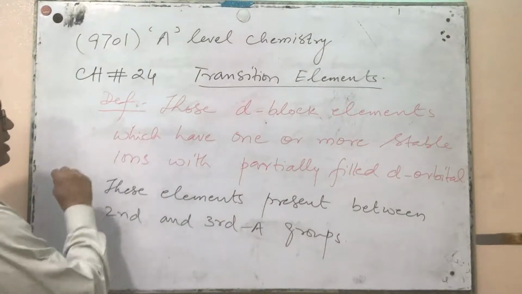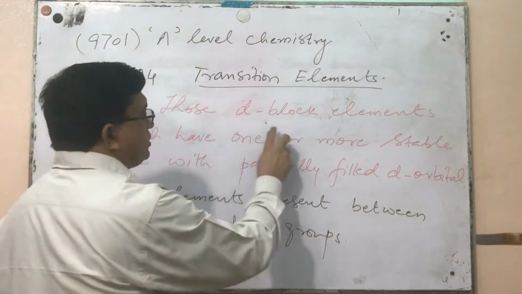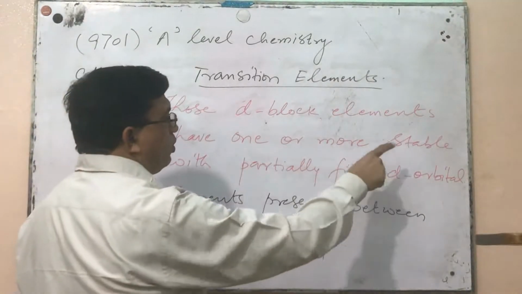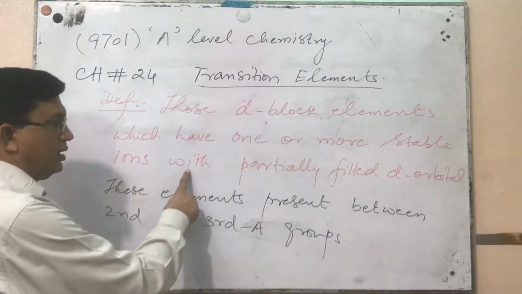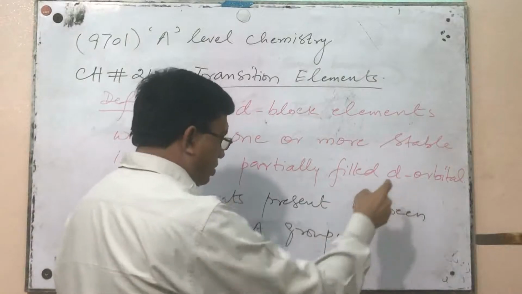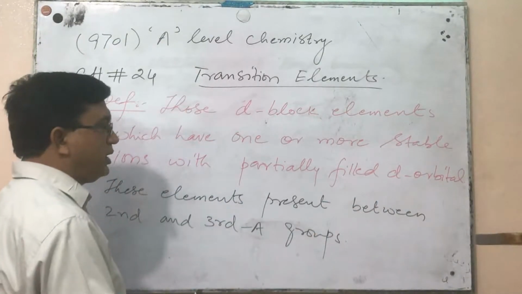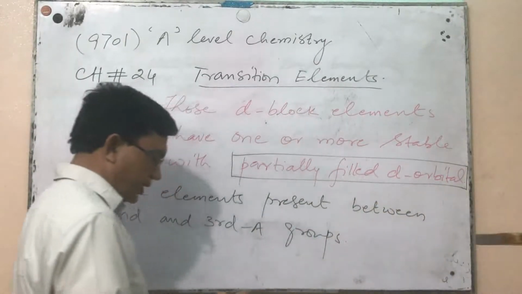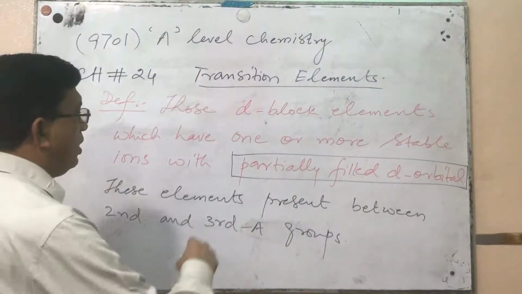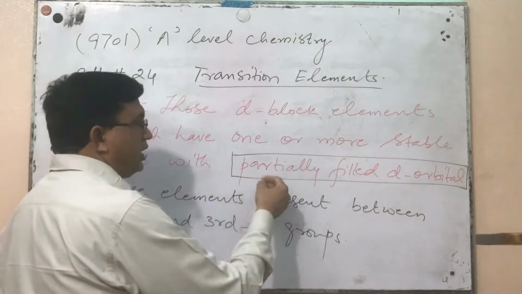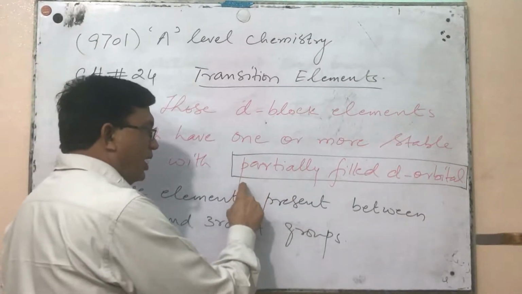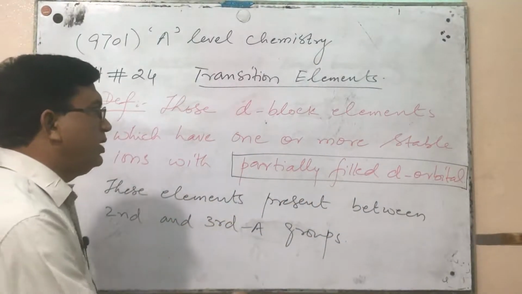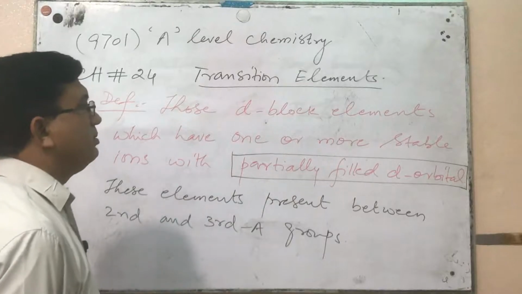These elements are defined as those d block elements which have one or more stable ions with partially filled d orbitals. This is the most important thing to note. Those elements whose one or more different types of ions contain partially filled d orbitals, this is an important point, are called transition elements.